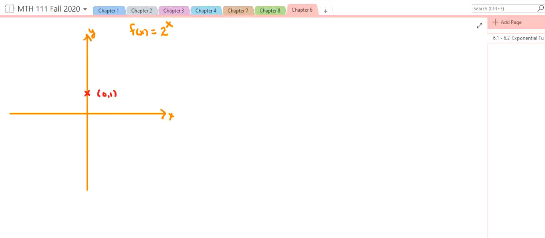And now when x is 1, this is 2 to the 1, or 2. I'll just put a straight line here. So this point is up here. This is (1, 2). And this is going to grow exponentially like this.